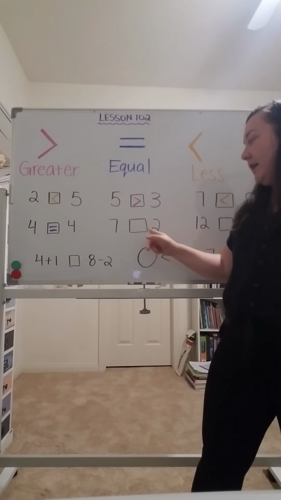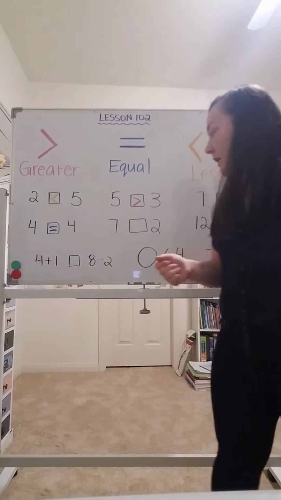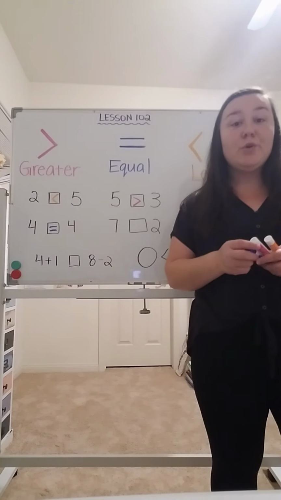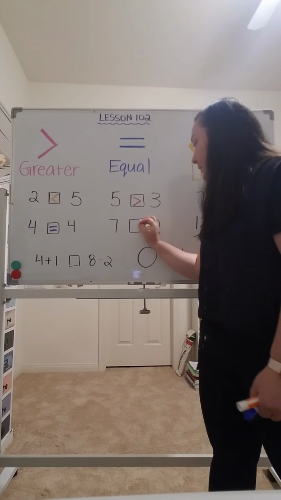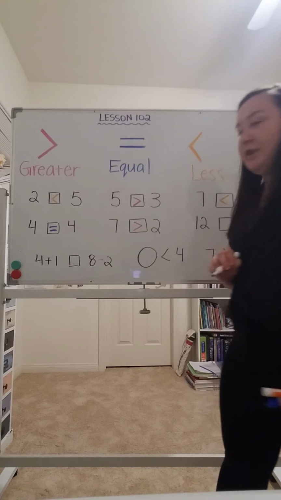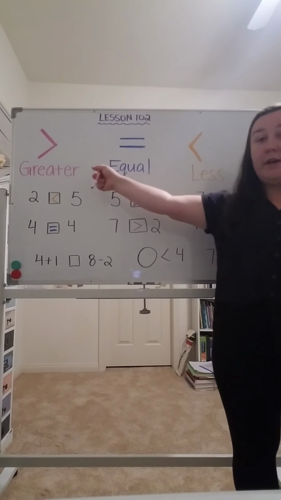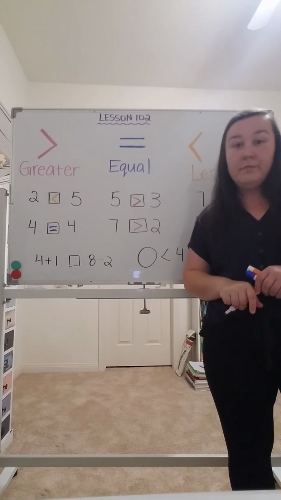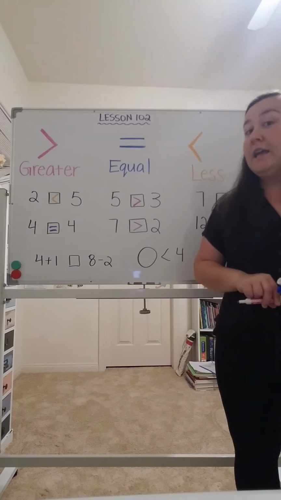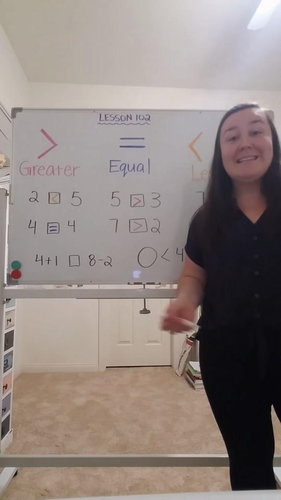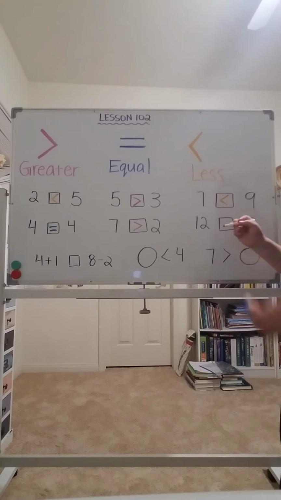How about 7 and 2? Well, 7 is a bigger number than 2, so 7 is going to be greater than 2. How about 12 and 13? Ooh, those are very close numbers. Is 12 greater than 13? No. Is 12 equal to 13? No again. So that means that 12 is less than 13. So we're going to use the orange marker.